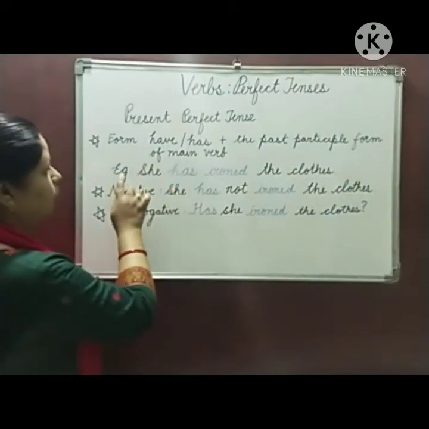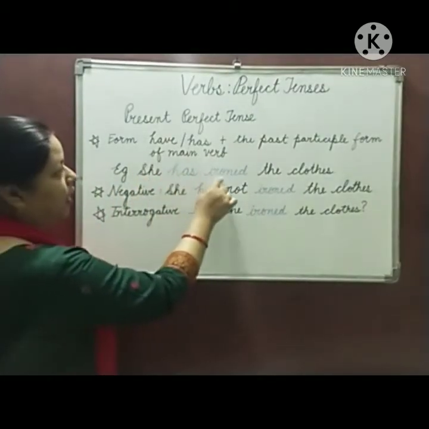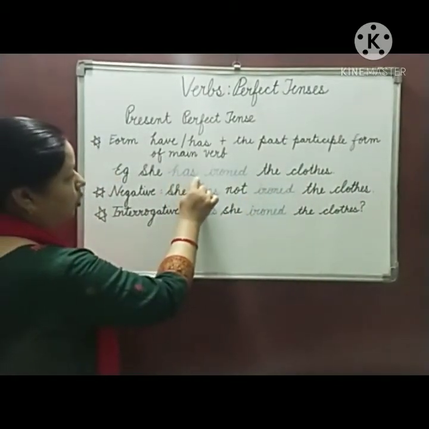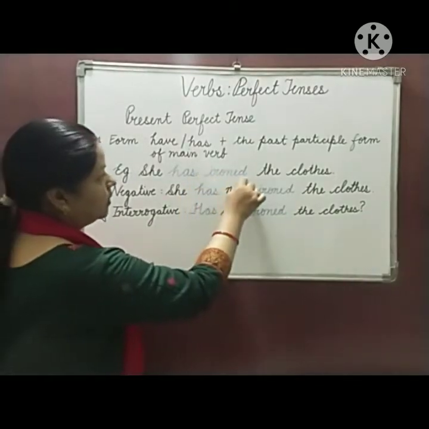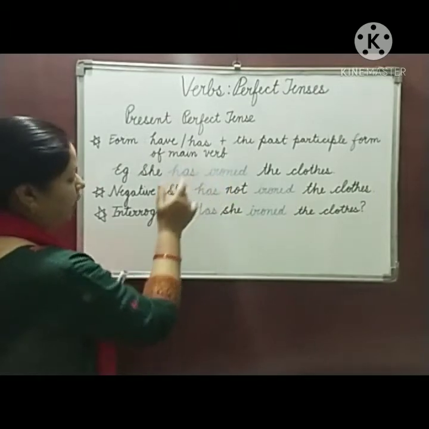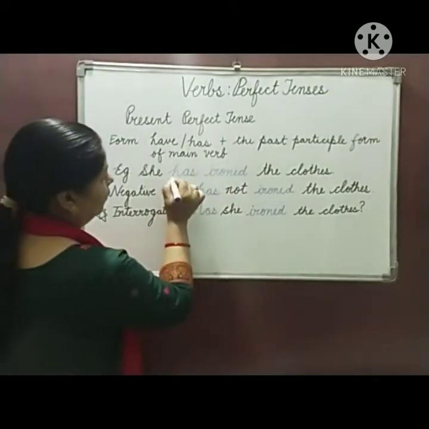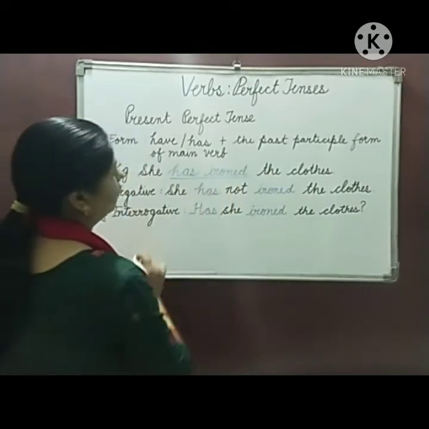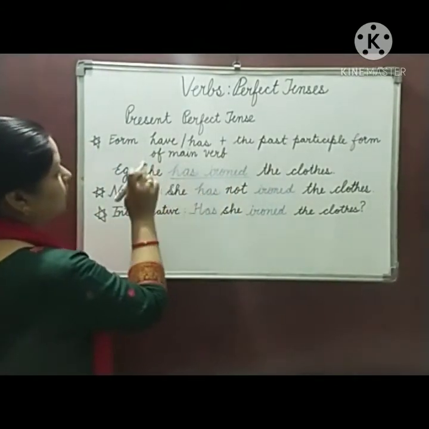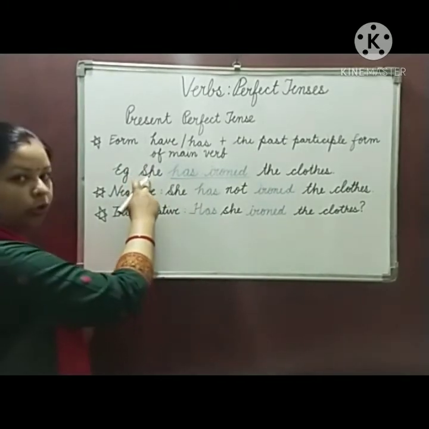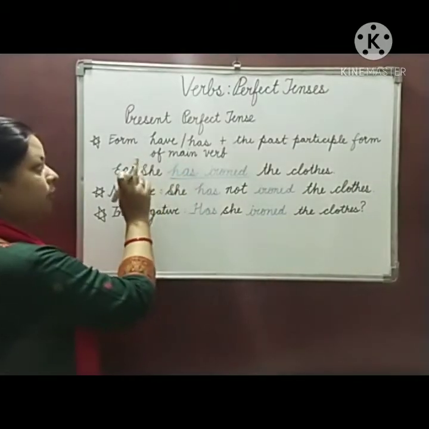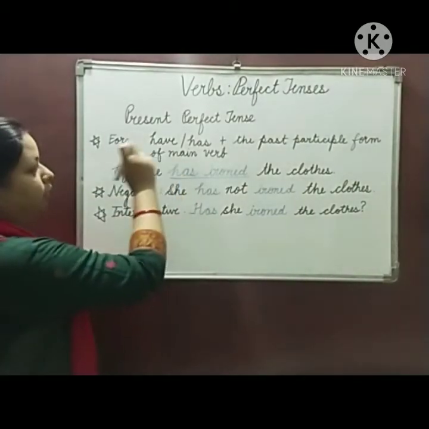Such as, for example, she has ironed the clothes. Here, has is the auxiliary verb and ironed is the main verb. So here with the help of has ironed, we have used which tense? We have used the present perfect tense. Now why have we used has? Because the subject she is here singular. So for a singular subject we will use a singular verb. For a plural subject we will use a plural verb here.